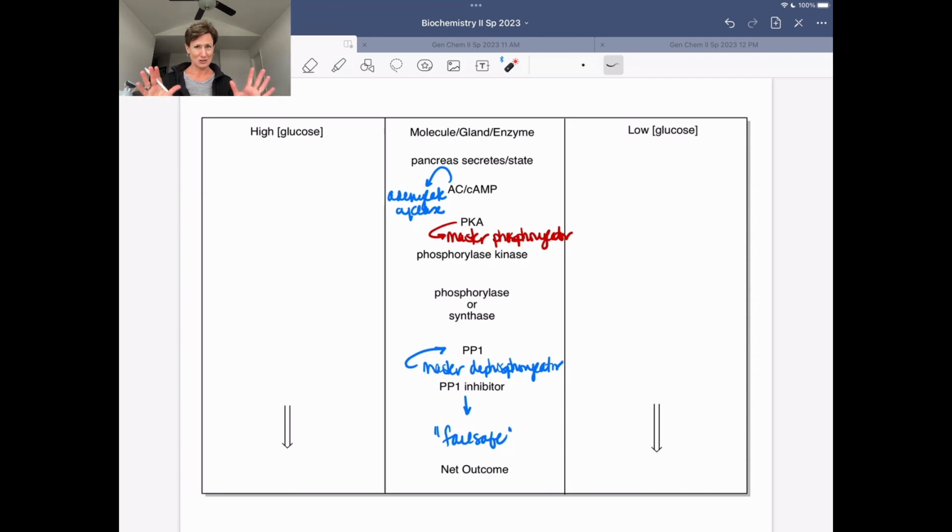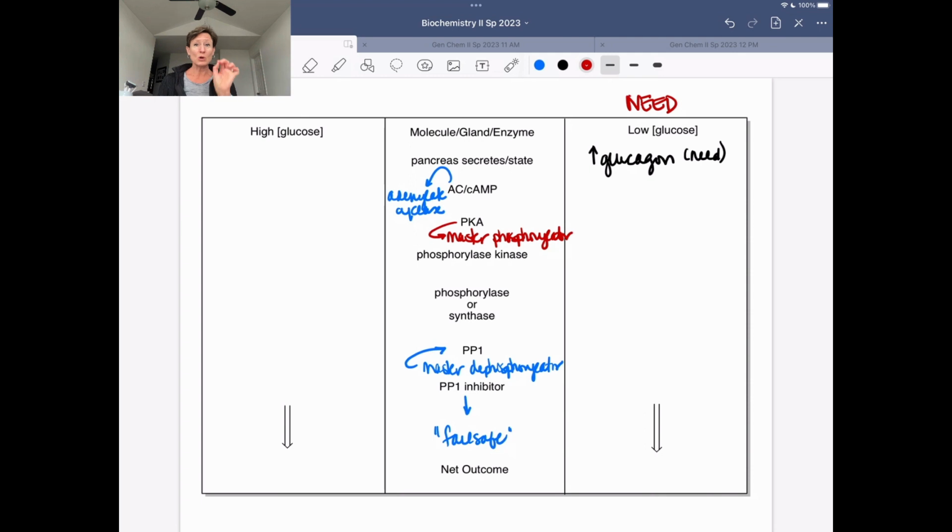Okay, you ready? So let's talk about what happens when we have a low blood glucose level. First thing we need to think about is the pancreas is going to recognize that that's the situation and it's going to increase the production of glucagon. And again, that puts us in a need state. So highlighting up on top here, low blood sugar is a need state.